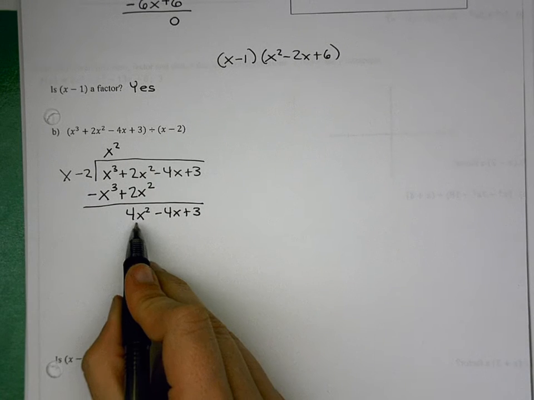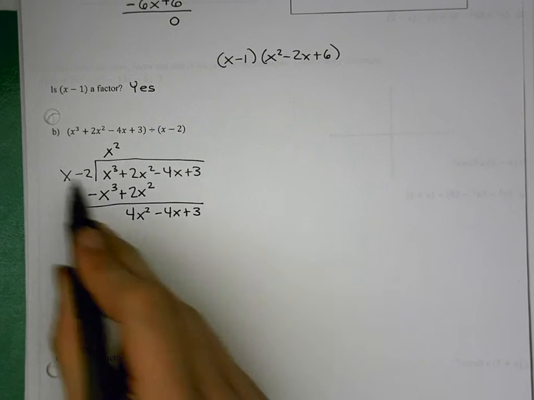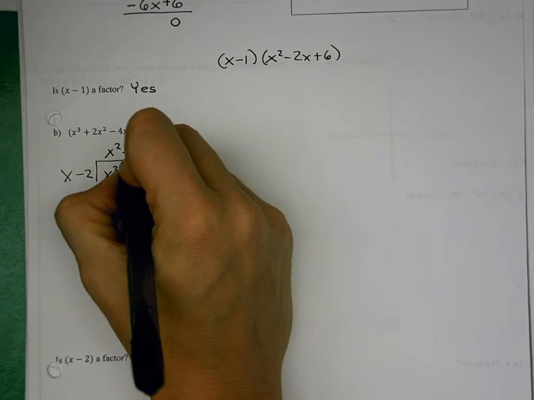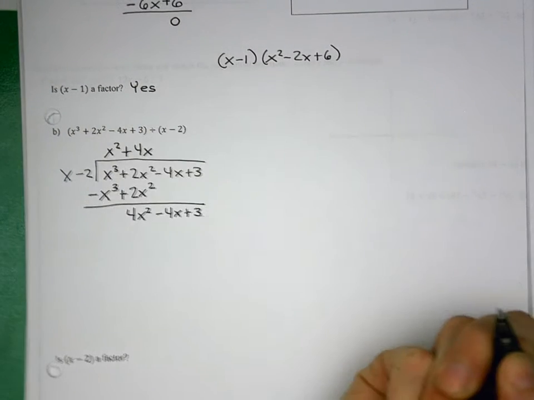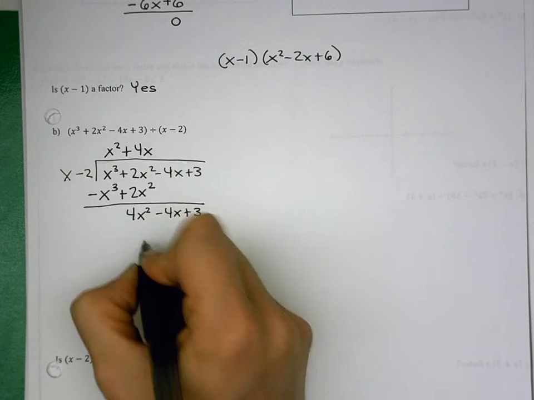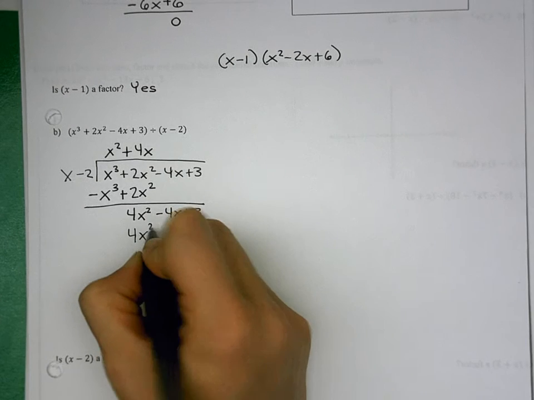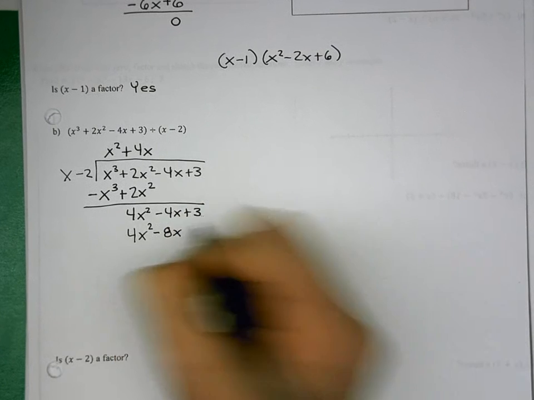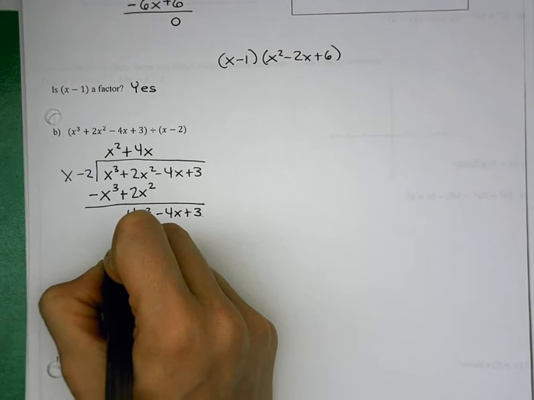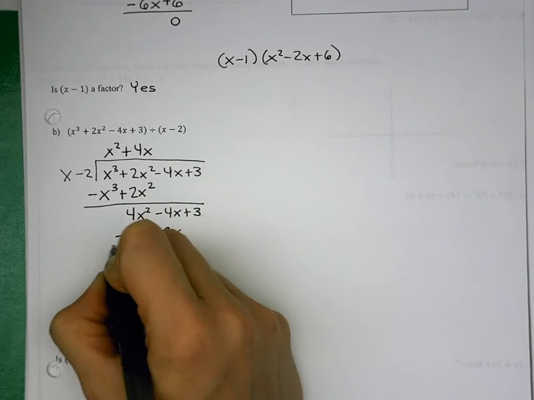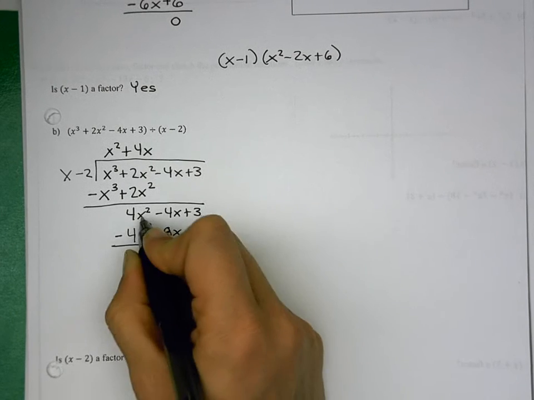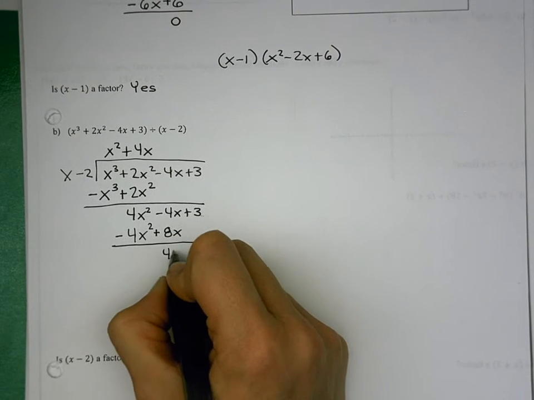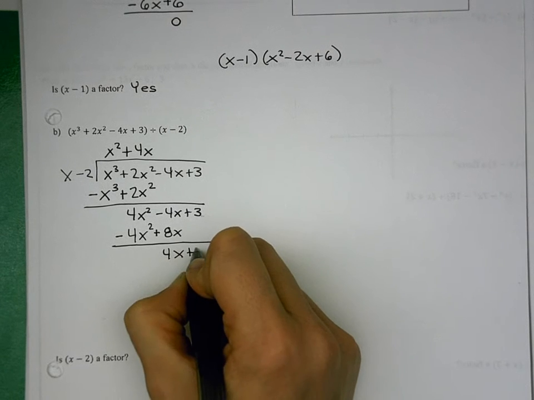How many times does x go into 4x squared? AKA, x times what is 4x squared? Be 4x. 4x times x is 4x squared. 4x times negative 2 is negative 8x. And then we're going to subtract negative 4x squared plus 8x. 4x squared minus 4x squared is 0. Negative 4x plus 8x is 4x. Bring down your remaining term.